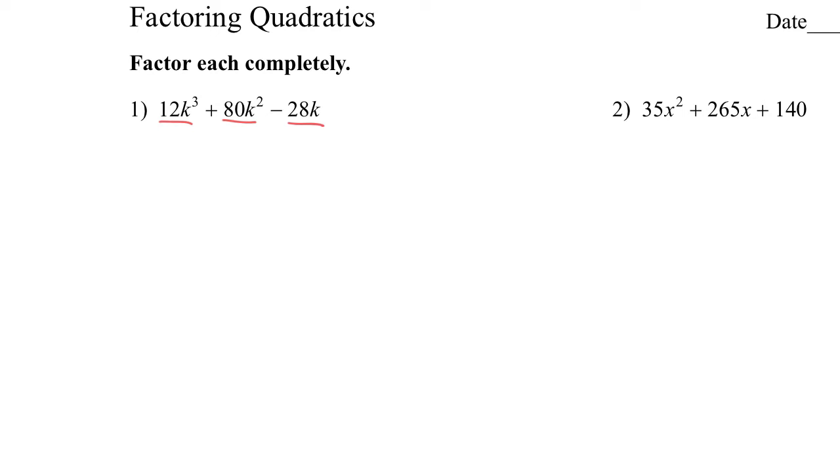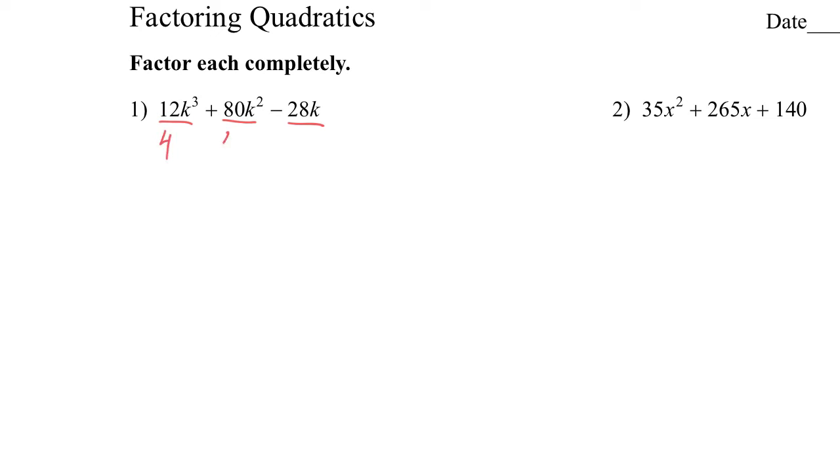To decide which one's the biggest, I look at the smallest number first and think, what can I divide that 12 by? So I can obviously divide 12 by 12, but 12 doesn't go into 28 or 80, so that won't work. 12 can also be divided by 6, but 6 won't go into the other two either. And then the next biggest is 4. 4 goes into both, so that's what I'm going to choose.